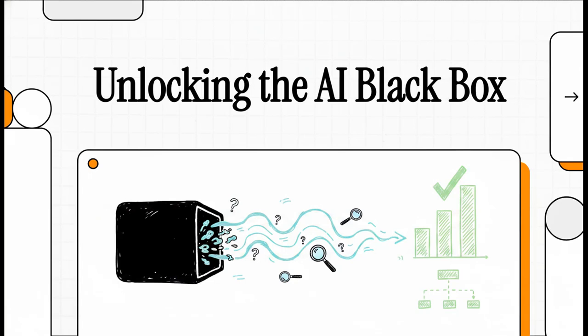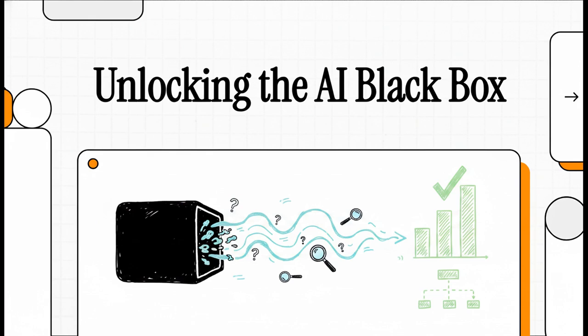So you've built a machine learning model, and it's hitting 99% accuracy. That's a huge win, right? But what if you can't explain why it made a critical decision? A decision that really impacts a user? Well, that's where accuracy just isn't enough.